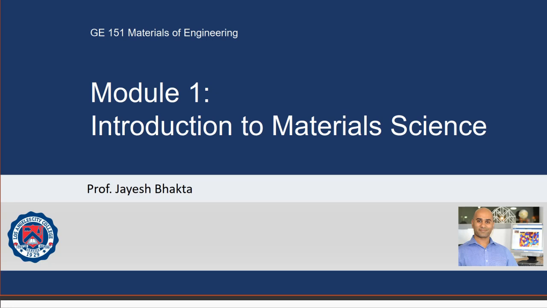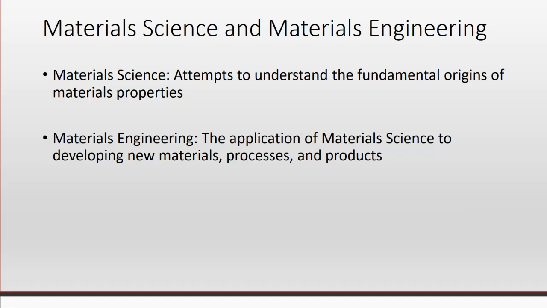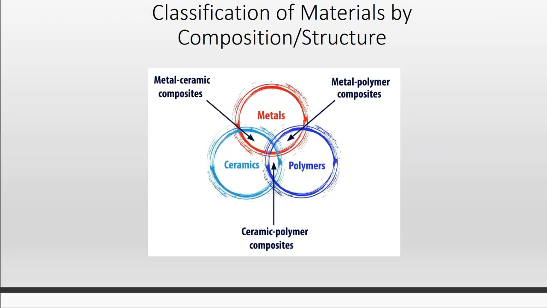Welcome to Module 1, Introduction to Materials Science. Let's start by distinguishing materials science from materials engineering. In materials science, we are focused on understanding the fundamental origins of materials properties, for instance, developing theories of physics. In materials engineering, we can use the results from materials science and apply them to develop new materials, processes, and products.